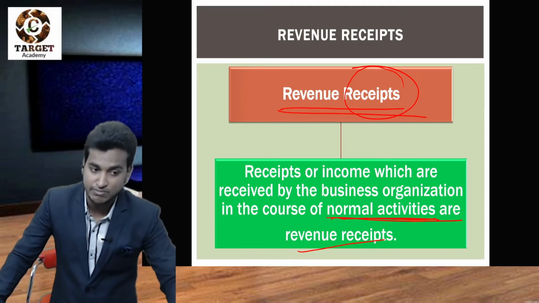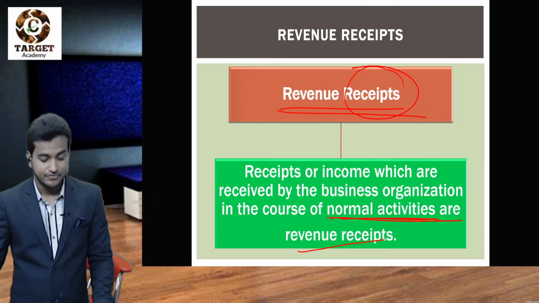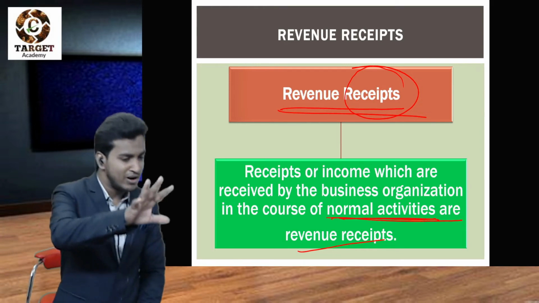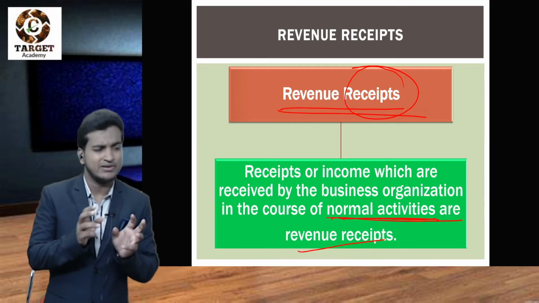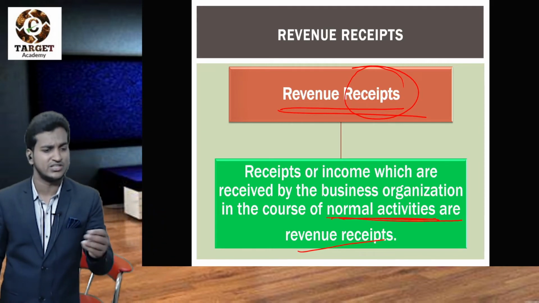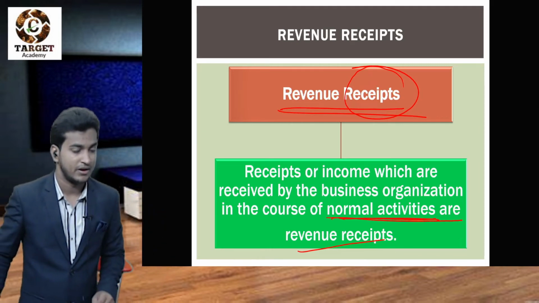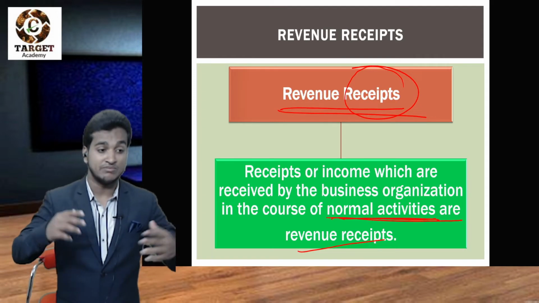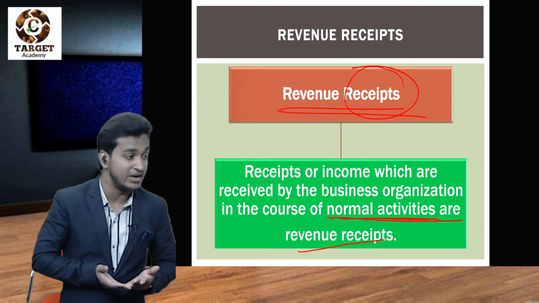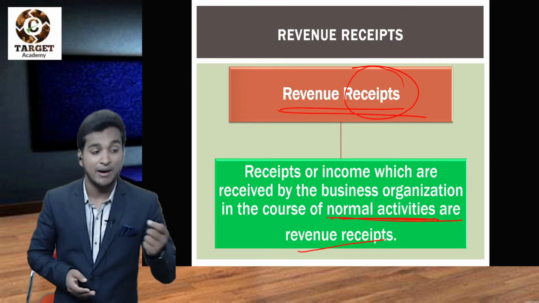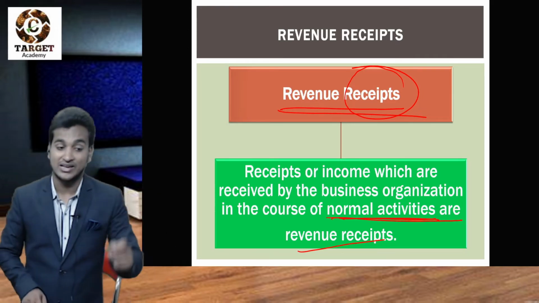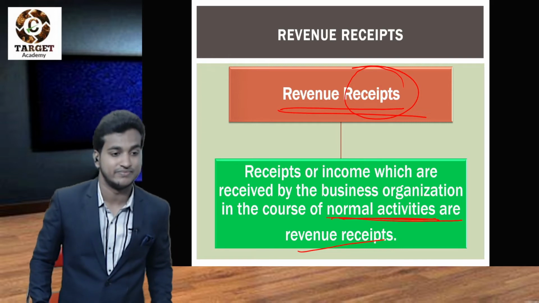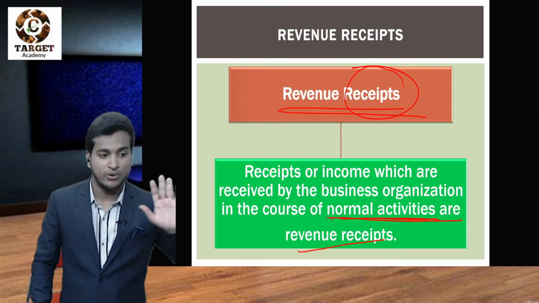Summary, very simple, focus. In case of normal activity, anything received is called revenue receipt. Normal activity generally includes selling of goods or selling of services. Other than revenue, that means I am selling my asset to you and receiving money from you. Here I am selling an asset, not my good. So that receipt is called capital receipt, not revenue receipt. I hope you got clarity.